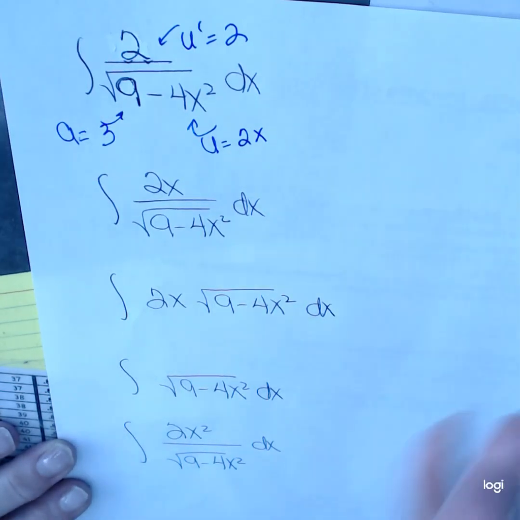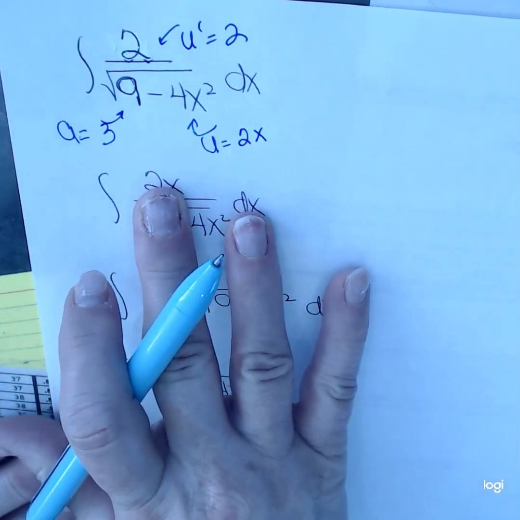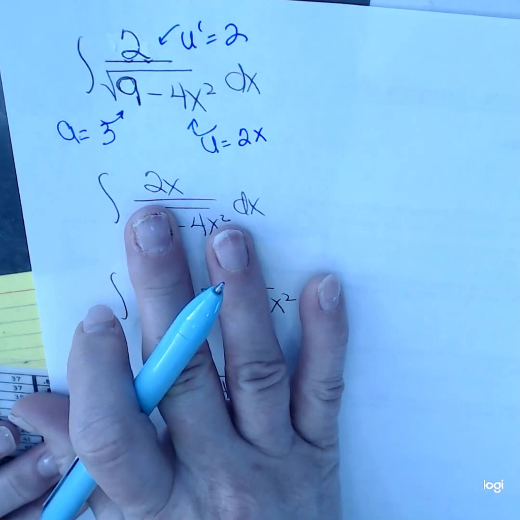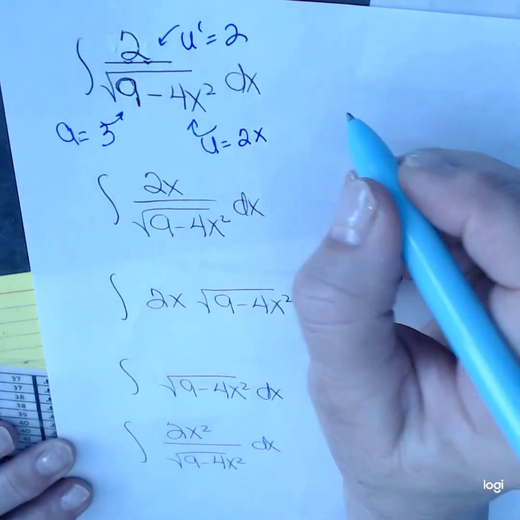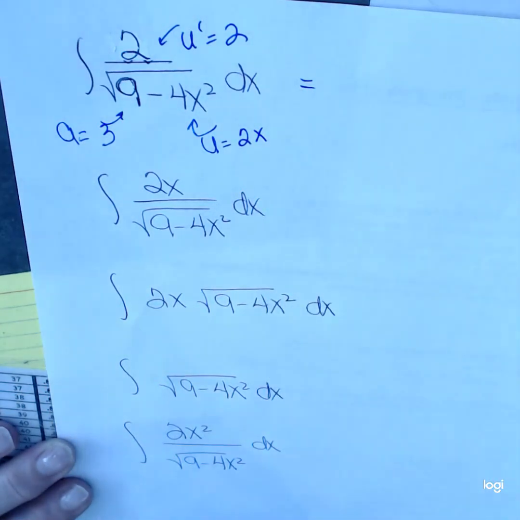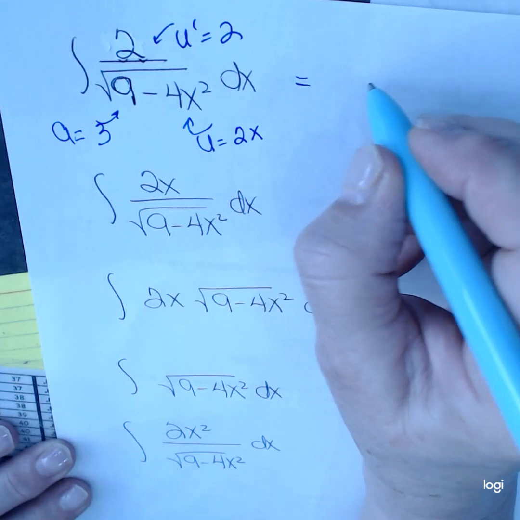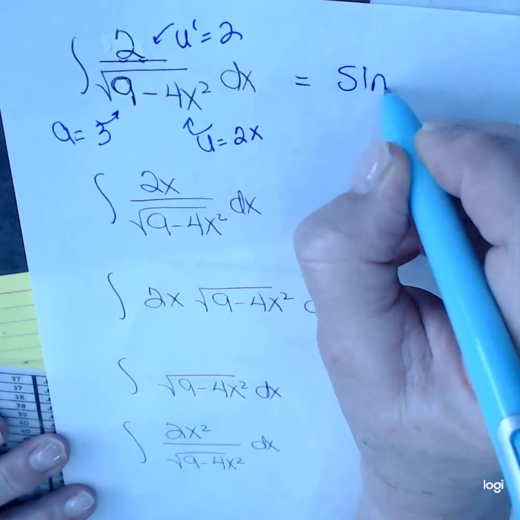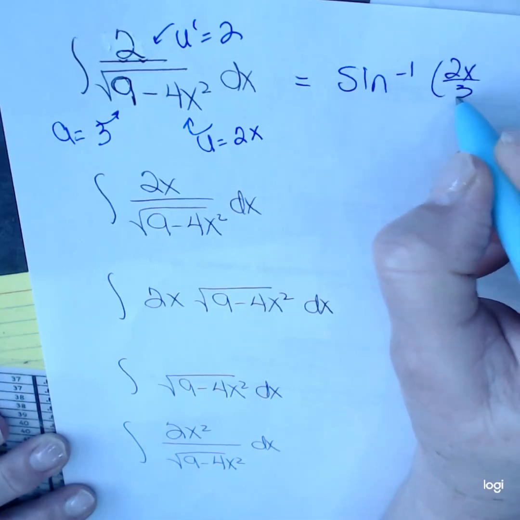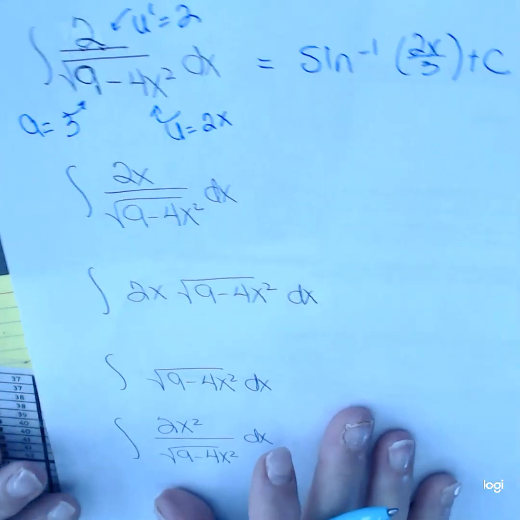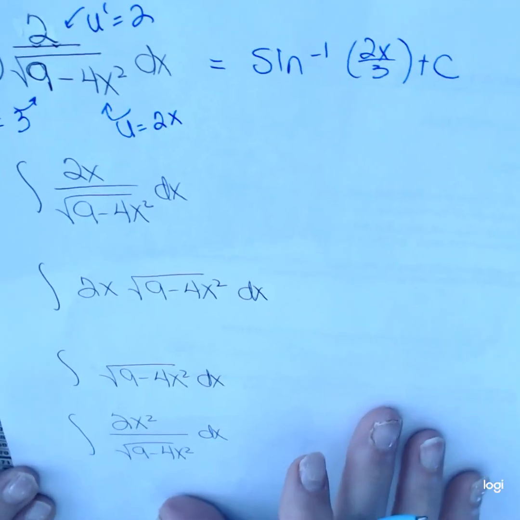Whether or not you have the u prime on the top makes no difference for trigonometric substitution, but we don't want to go through that long process if we don't need to. And as a matter of fact, this does look like one of your inverse trigonometric forms. It gives the inverse sine. And so when you integrate this, you would get the inverse sine of u, which is 2x over 3, plus c.